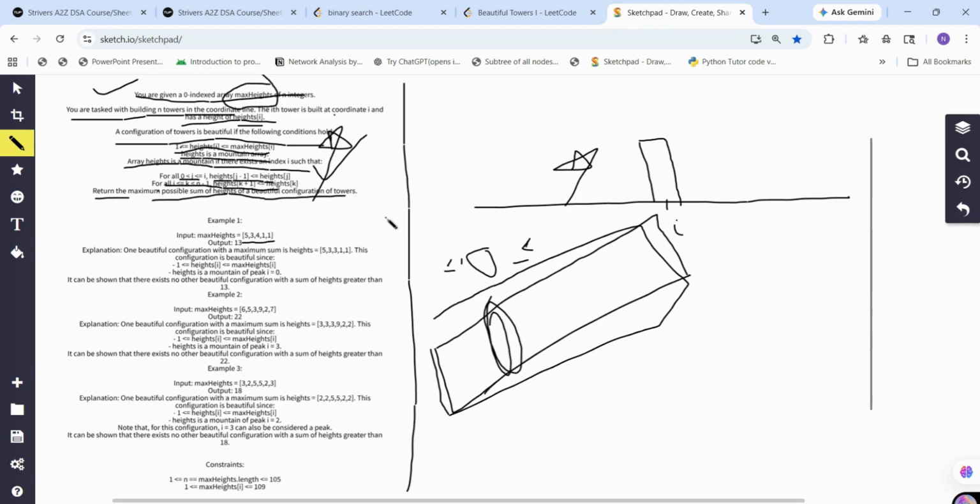So, like 5 3 4 1 1, what I could do is, I need to design the heights from maxHeights. That's the main issue now.